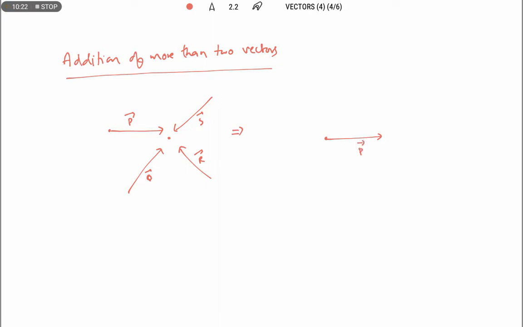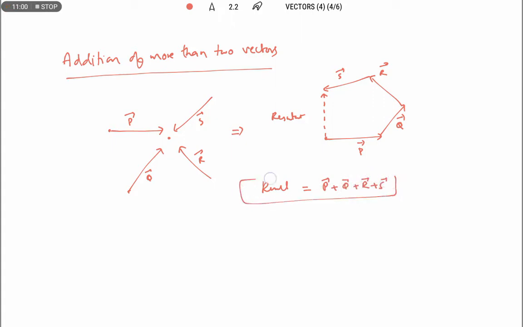Now in this direction I have q bar. Next in this direction I have r bar. In this direction I have s bar. Now closing side. So the closing side will be taken in reverse order. That means this is the resultant. Okay? So resultant is equal to p bar plus q bar plus r bar plus s bar.